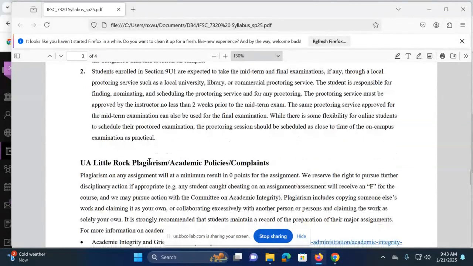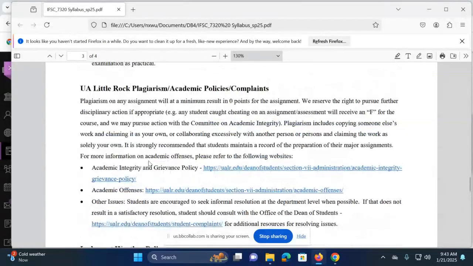And then for the plagiarism, I hope I won't have any plagiarism in this class. So basically, if I find there's some plagiarism in your assignments, then for sure you're going to have 0 points in the assignment, okay?